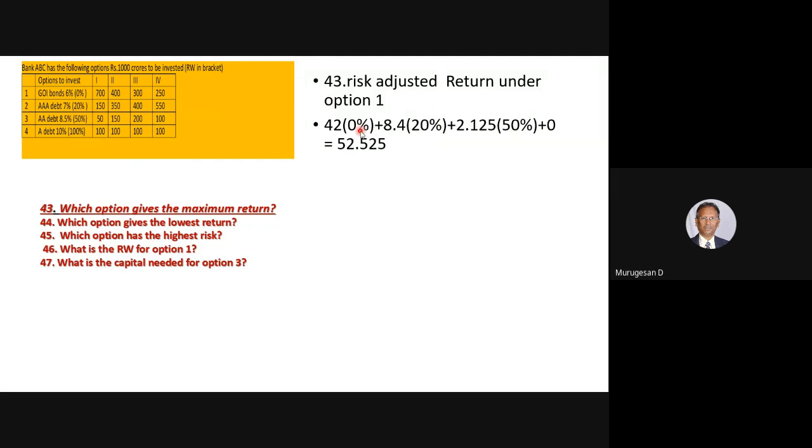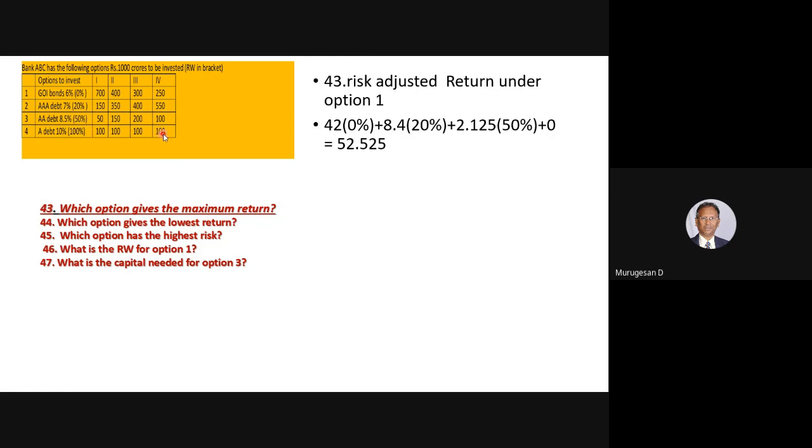Entire income you can recognize. Here entire income you cannot recognize because your income may be reduced by 20%. Here entire income you cannot recognize. You have to provide for 50% risk. 4.25, again 4.25, 2.15. You see, by heart.